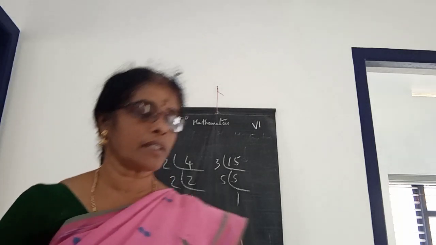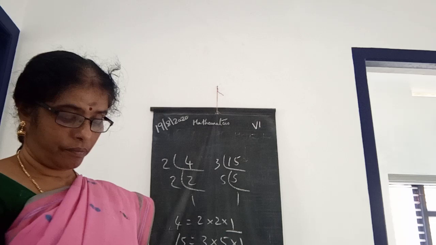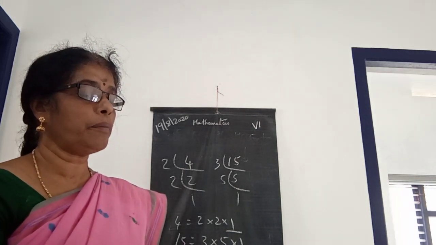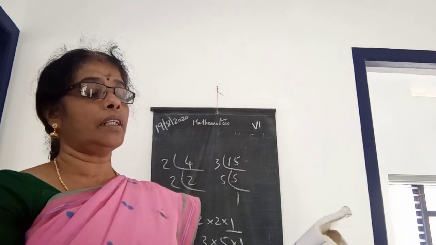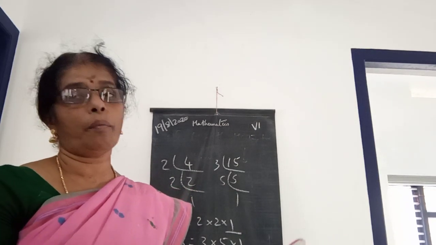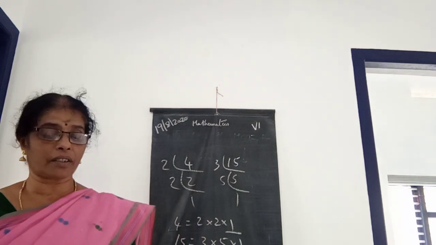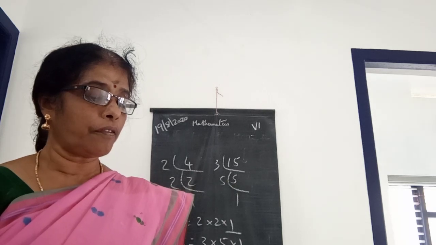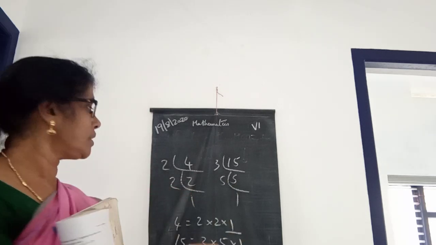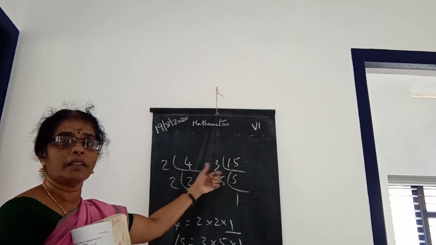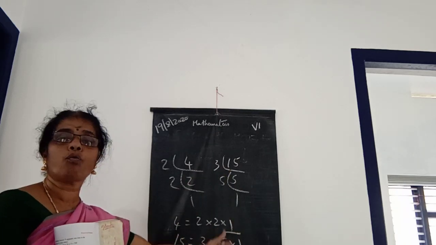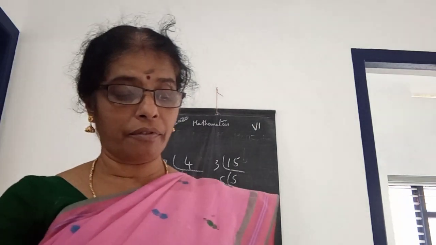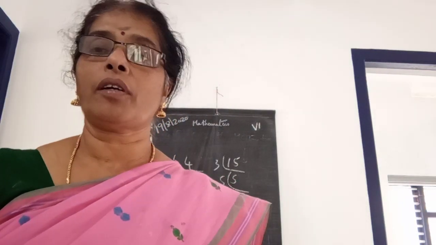Then the question is on page number 64. In that, the HCF of 4 and 15 is already given: since there is no common prime factor, the HCF of 4 and 15 is 0. Is this answer correct? If not, what is the correct HCF of 4 and 15? The correct HCF of 4 and 15 is 1. Okay, then you have to practice 3.6, find the HCF. Okay children, bye.